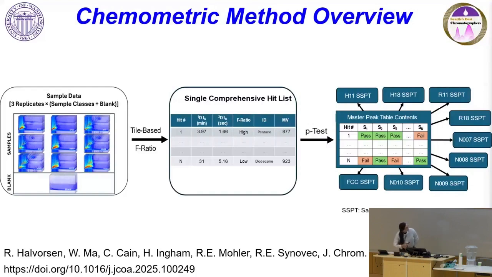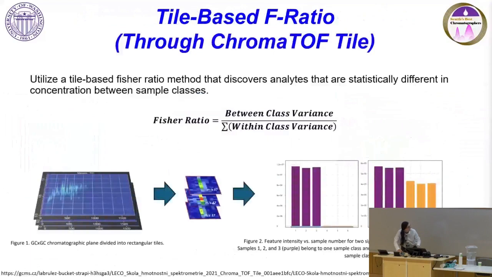We do our tile-based F ratio. We get an F ratio hit list. Nothing special up to that point, except again for the blank sample class. And then from there, the novel part is that we do a tile-based p-test to try to go from that hit list into determining which of these hits are actually present in which of the samples. And from there, the end goal is to get what we call a sample-specific peak table. It's just a peak table of, for a given sample, what's in it, a comprehensive peak table of everything you detected.